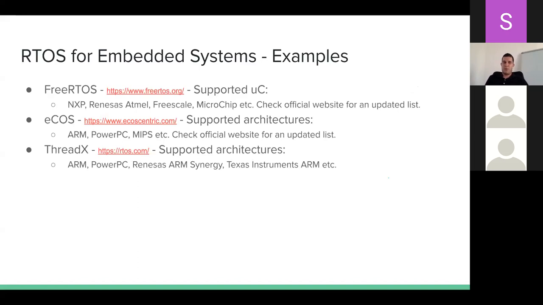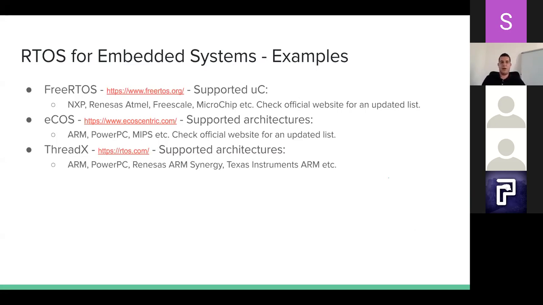Some examples of real-time operating systems: FreeRTOS. It's free, and I think it's also open source. Supported microcontrollers: the NXP microcontrollers, some Renesas microcontrollers, Atmel, Freescale, which was acquired by NXP, and now the microcontrollers from Freescale are also named as NXP, Microchip, etc. You need to check the official website for an updated list.